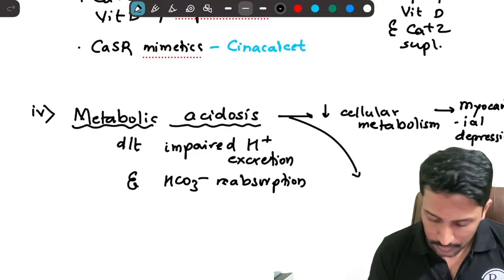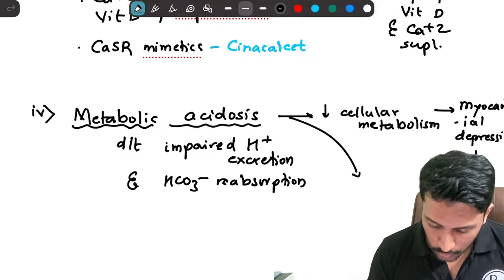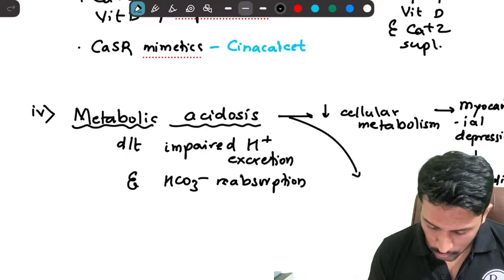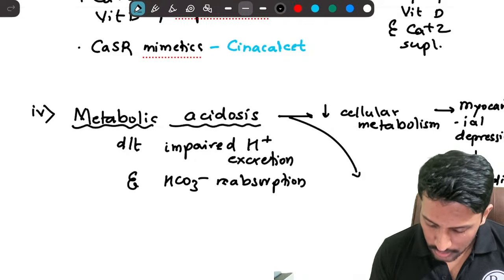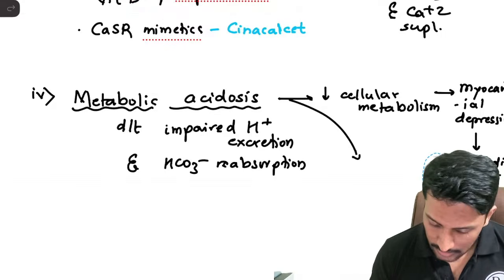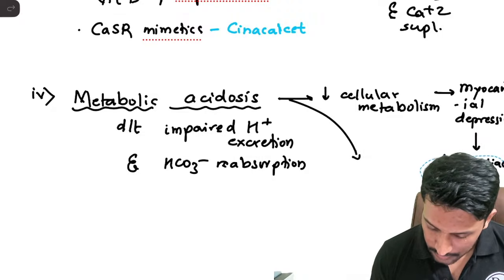That will result in decreased cardiac output and hypotension. So many patients with severe metabolic acidosis eventually get into shock because of the decreased cardiac output and hypotension. And all of this is happening because acidic pH is a myocardial suppressant.